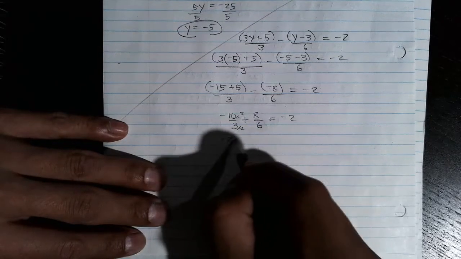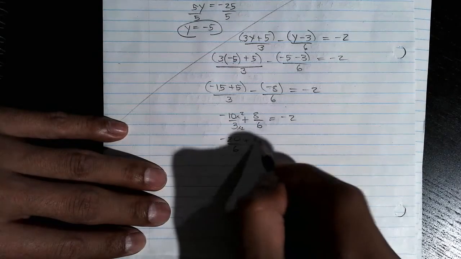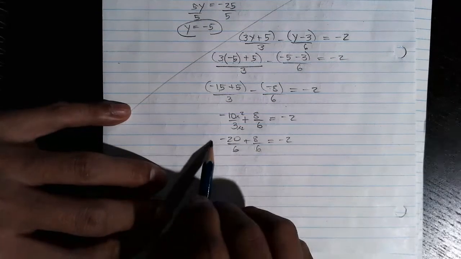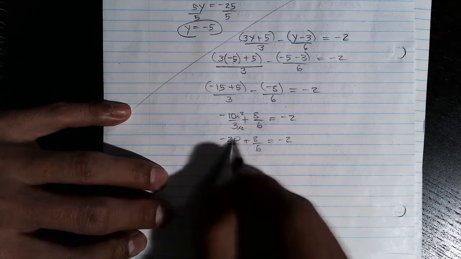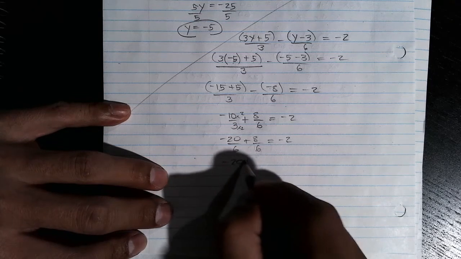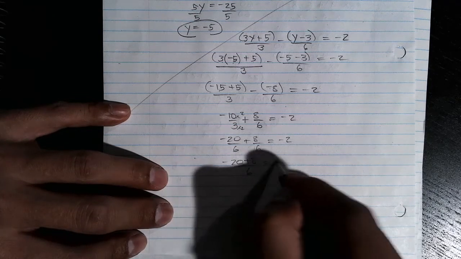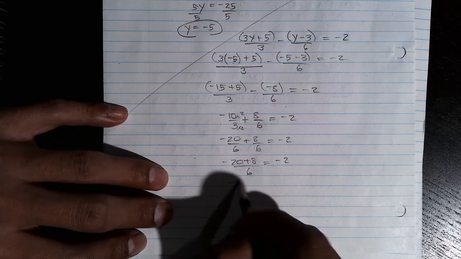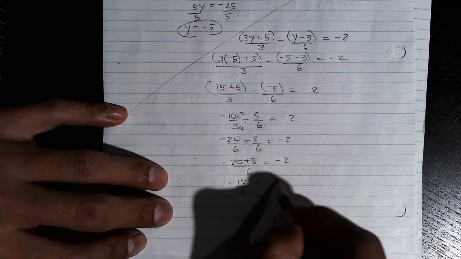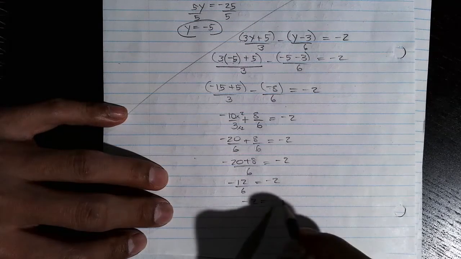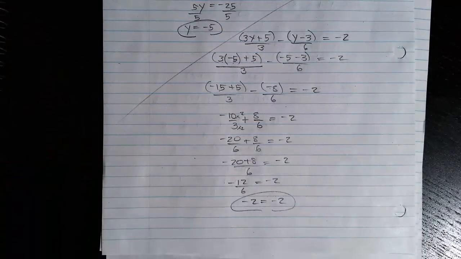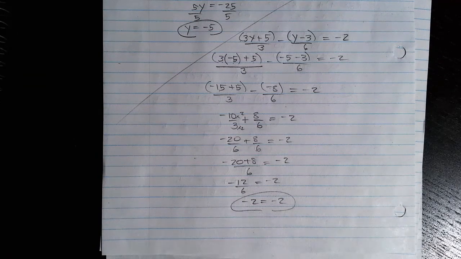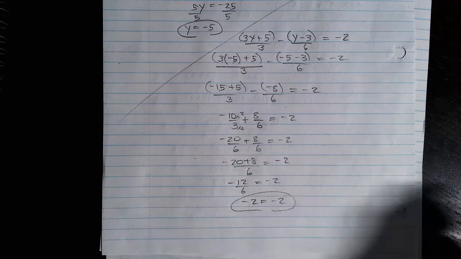So now I'm going to get negative 20 over 6 here, plus 8 over 6 here. Is this going to still be equal to negative 2? Well, now we can actually add the numerators. Negative 20 plus 8 is negative 12 over 6. And it is correct because we do get negative 2 equals negative 2 on both sides, because negative 12 divided by 6 is negative 2. And there we go.